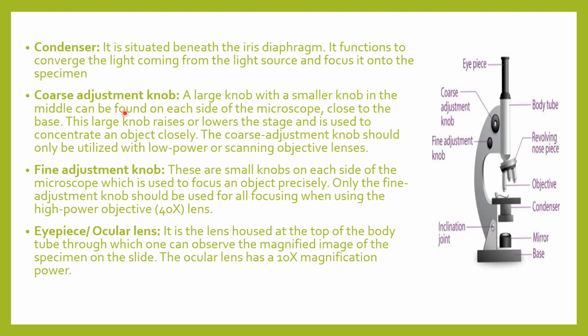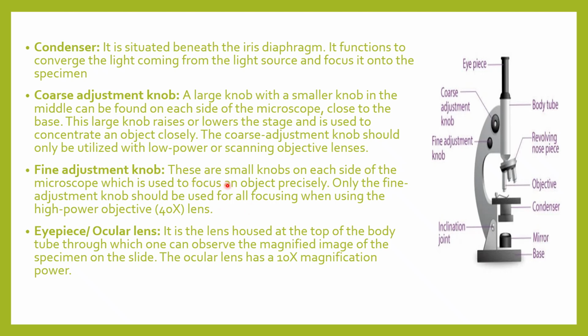Okay, and then next, there are two adjustment knobs, as you can see here. This is a coarse adjustment knob, and this is a fine adjustment knob. The coarse adjustment knob, a large knob with a smaller knob in the middle, can be found on the side of the microscope close to the base. This large knob raises or lowers the stage and is used to bring an object into rough focus. The coarse adjustment knob should only be utilized with low power or scanning objective lenses.